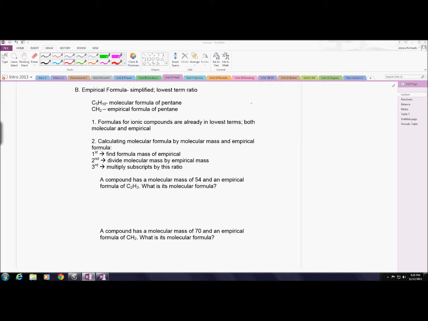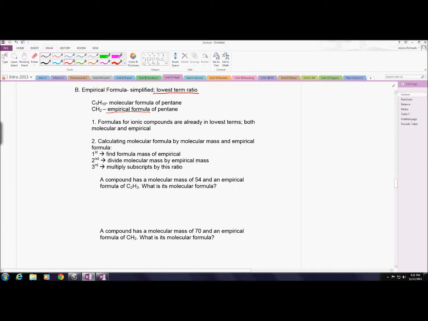Quick review of empirical formula versus molecular formula. So earlier in this unit, we learned that empirical formula was the lowest term ratio of what's in a compound's formula. So if we have the molecular formula for pentane as C5H10, and it actually is 5 pieces of carbon with 10 pieces of hydrogen, that ratio reduces down to 1 to 2. So this would be its empirical formula. It's not how pentane really is. Pentane really has to be made with 5 carbons, but CH2 would be its empirical formula.